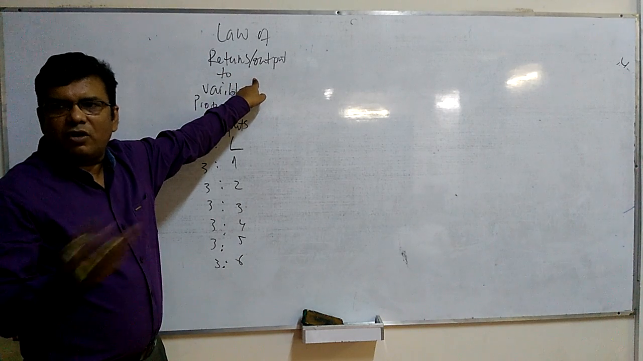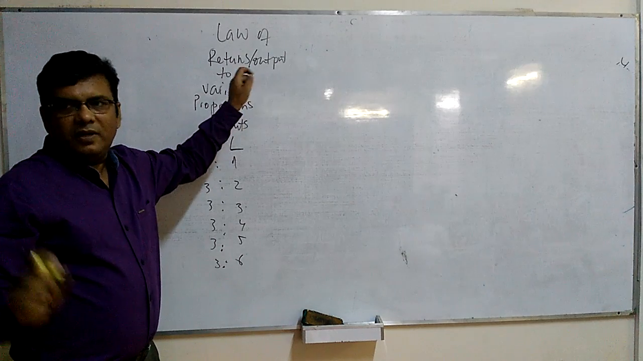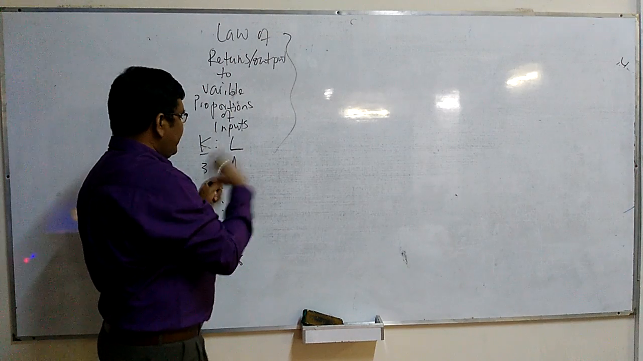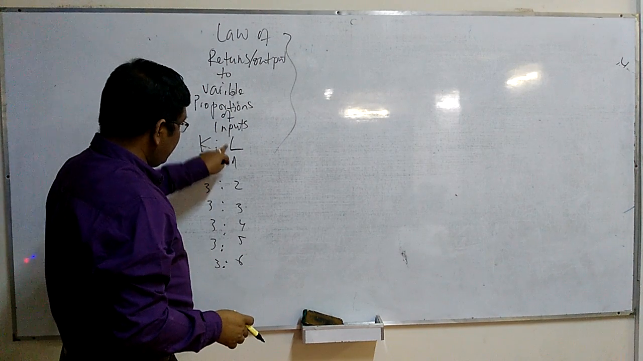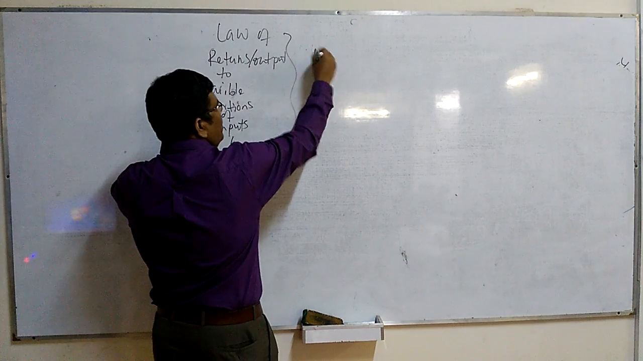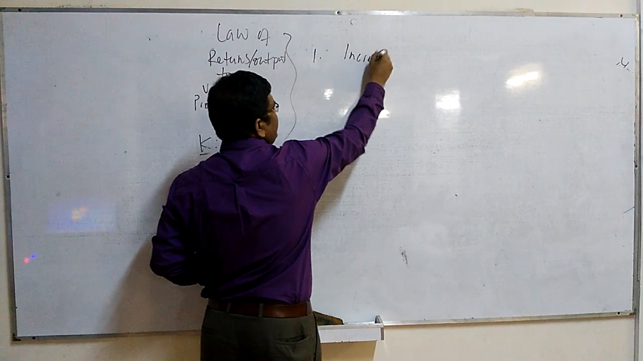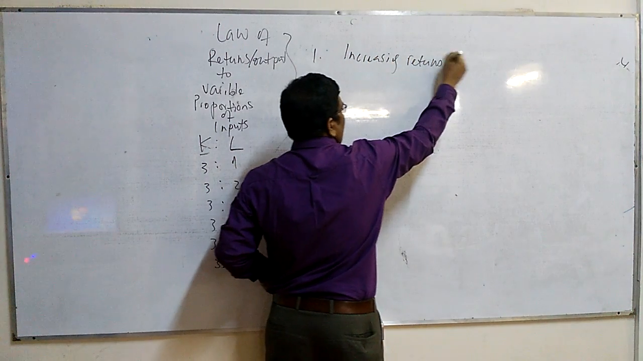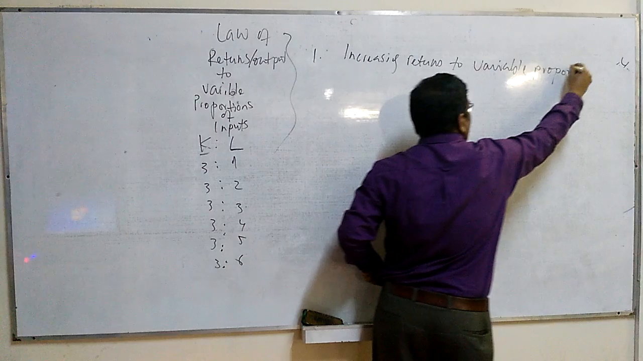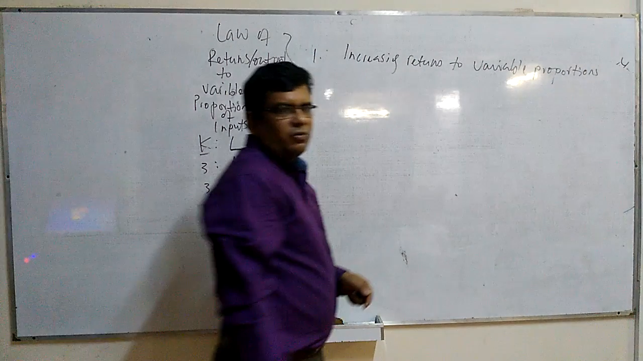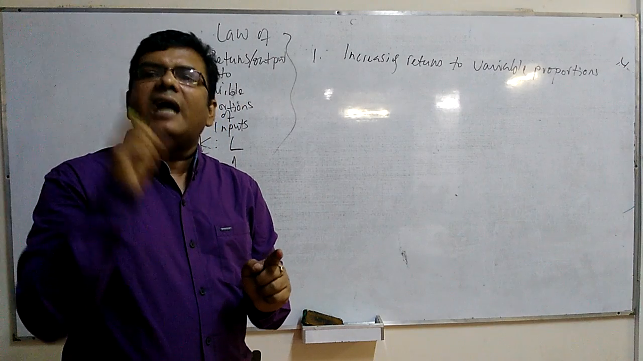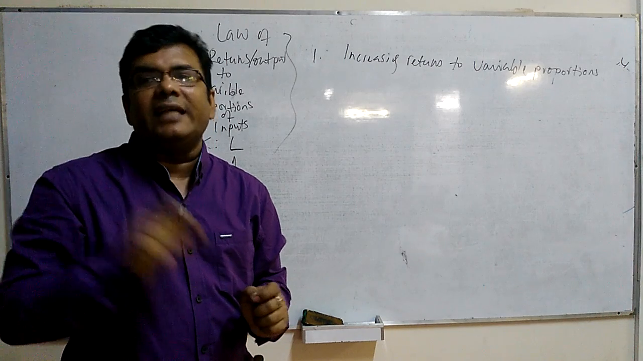So is it a short run situation or long run situation? Short run, because some factors are fixed. So in the short run, if we keep increasing just one factor continuously, one after another, what happens? The output in the beginning is coming at an increasing rate, which is called increasing returns to variable proportions. What does it mean? Keeping all other factors fixed, if we change only one factor, the output is increased at an increasing rate.